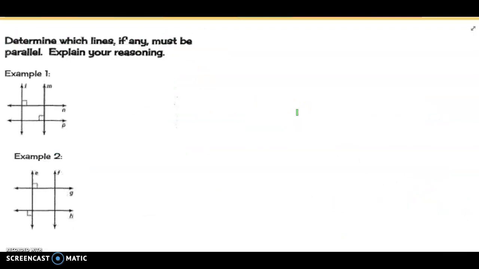All right, so this is the inside of that foldable. So there's 3 here. Let me scroll down to show you. I do have a third one down here. There's 3 examples here. All right, so the directions say determine which lines, if any, so some of these may not have any, must be parallel, and explain your reason. Okay, so I'm going to pause this and I want you to try on your own to do examples 1, 2, and 3, and then we'll go over the answers and the reasoning for each one. But I want you to try this on your own, and I'll give you a hint. It all goes back to those 3 theorems we just talked about.